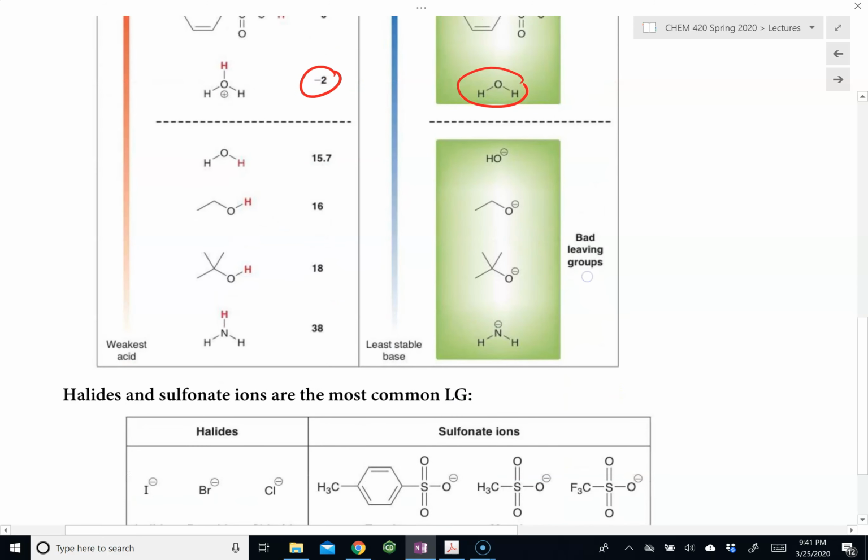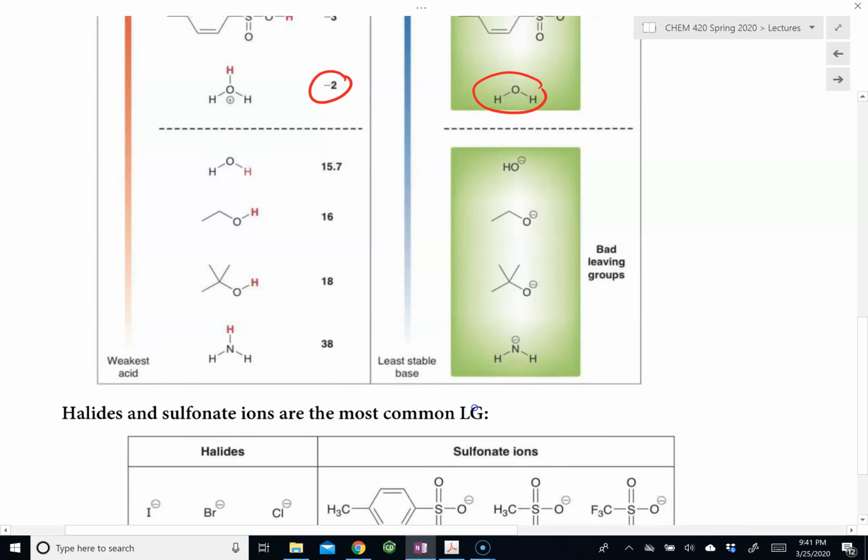Versus here are some of the other substances that would be bad leaving groups. For an example, if we were to have hydroxide, that would not be a good leaving group. It maybe is an okay leaving group, but not the best kind of leaving group out there. So basically, anytime we have a negative oxygen or a negative nitrogen, these are bad leaving groups because we know that these are not stable.